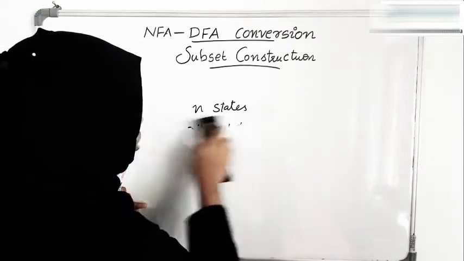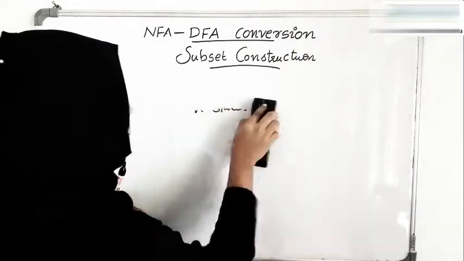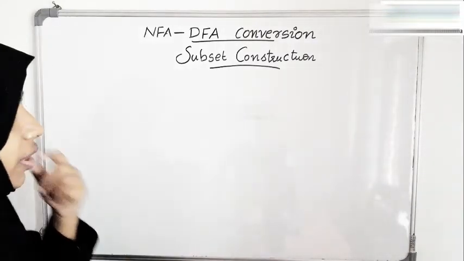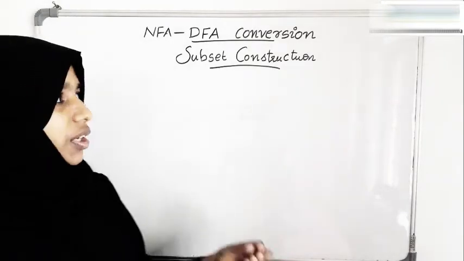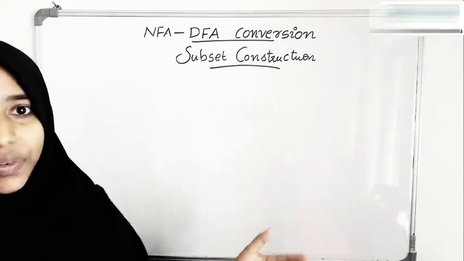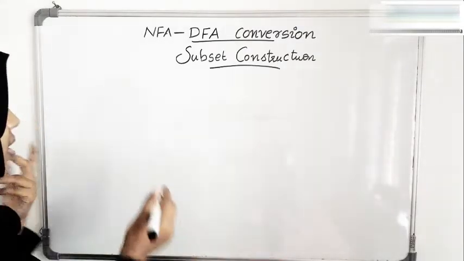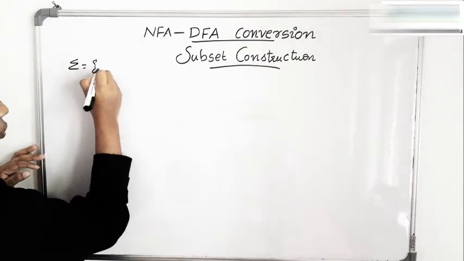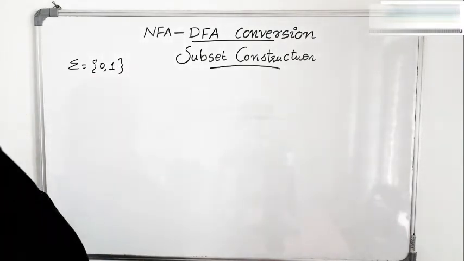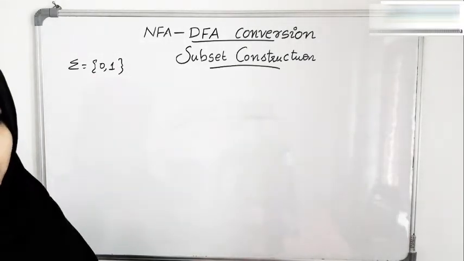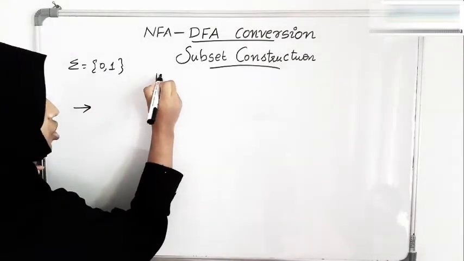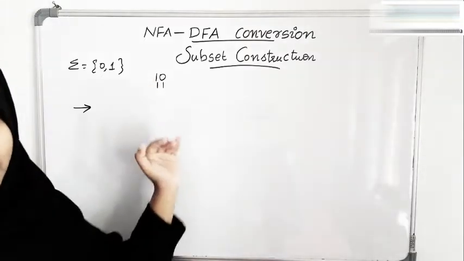I'm taking a very simple NFA for the sake of convenience. The NFA that I am drawing accepts strings containing a 1 in the second last position over the alphabet 0, 1. That is, I want the NFA to accept all the binary strings containing a 1 in the second last position. Definitely the minimal strings containing a 1 in the second last position are 10 and 11, isn't it?